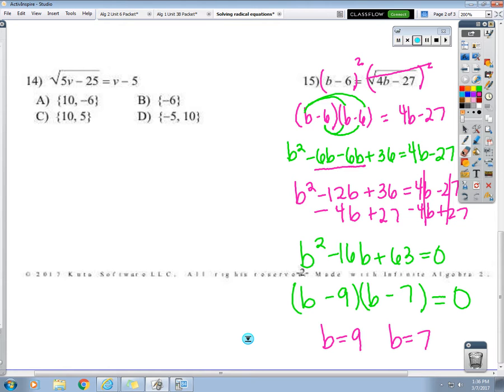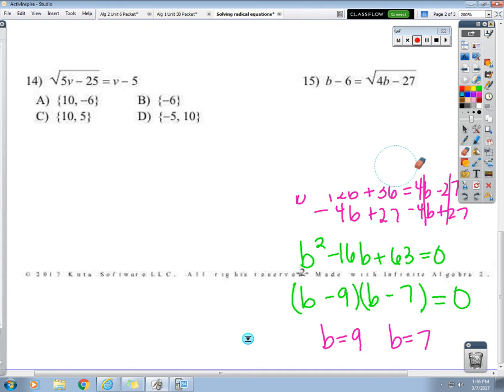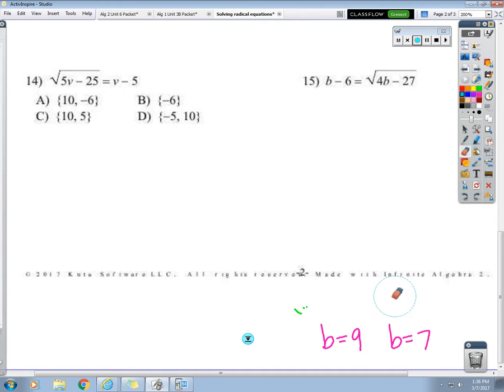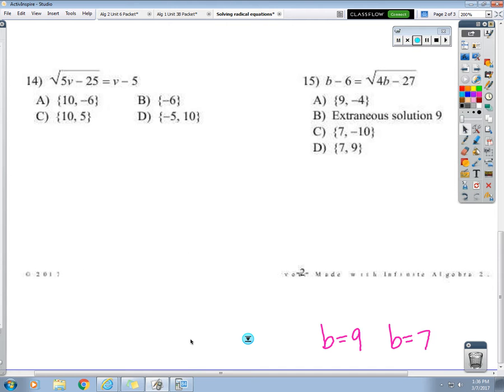So now let's look at the choices. Okay, it has to be what? Well, actually, I see extraneous solution 9, but then I see 7, 9. Well, not really though, because it would have to say extraneous solution of 9 and then have another one that was just 7. You see what I mean?